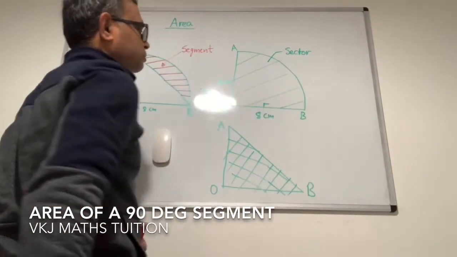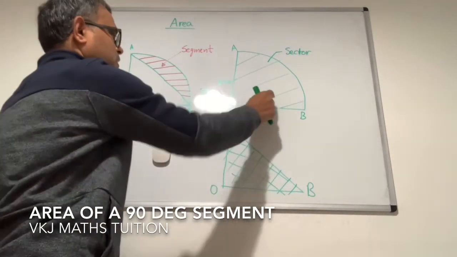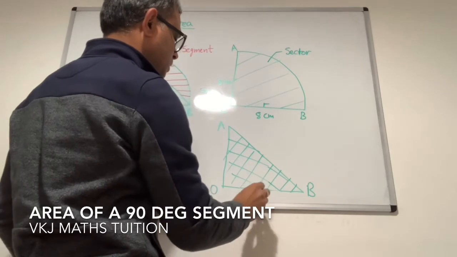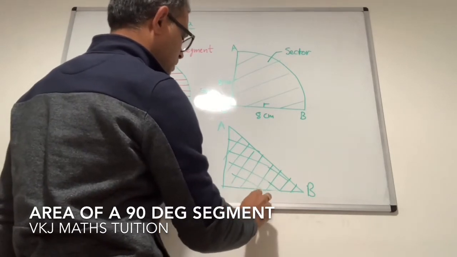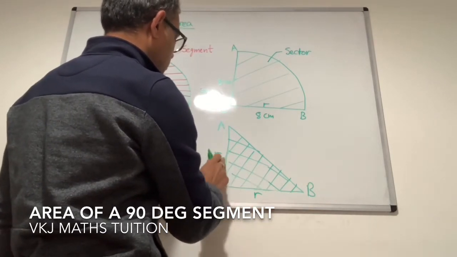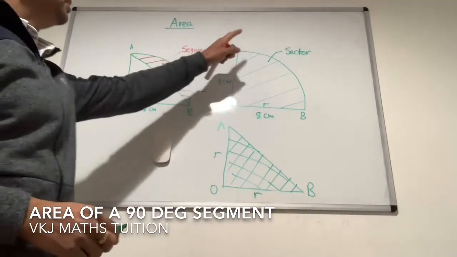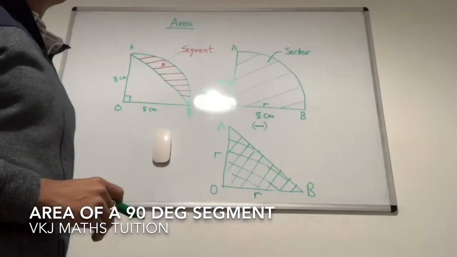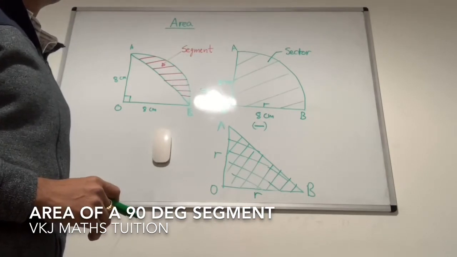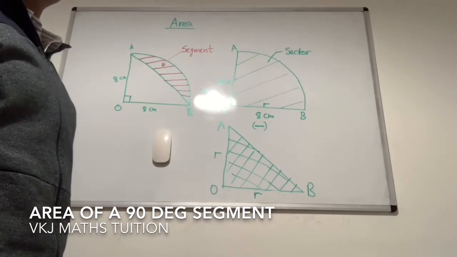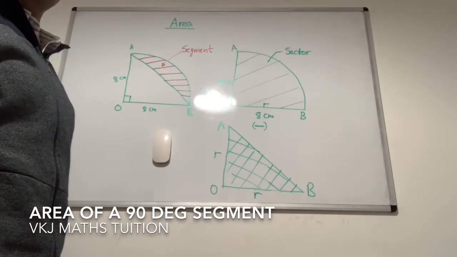Tell me. If I say this is R, don't put the value right now, the 8 and all those things. If I say this length is R, this length is R, because that's the radius of the circle. So can you tell me what would be the area of this sector? Theta over 360. What is the area of the circle? Pi times R squared, isn't it?